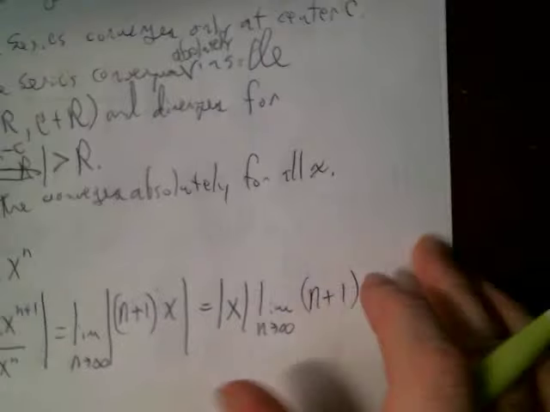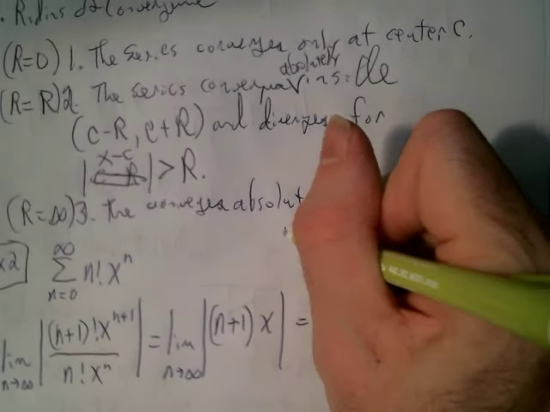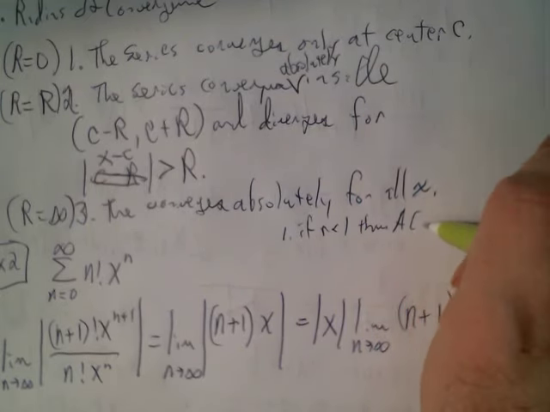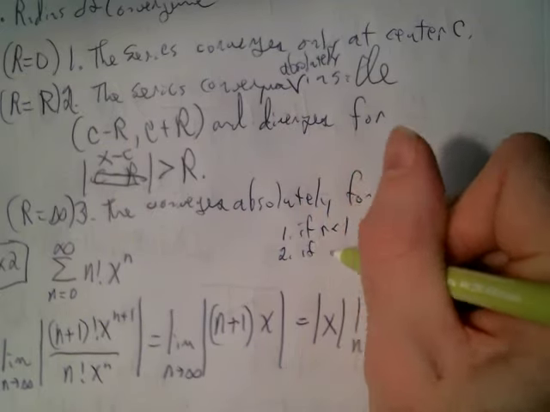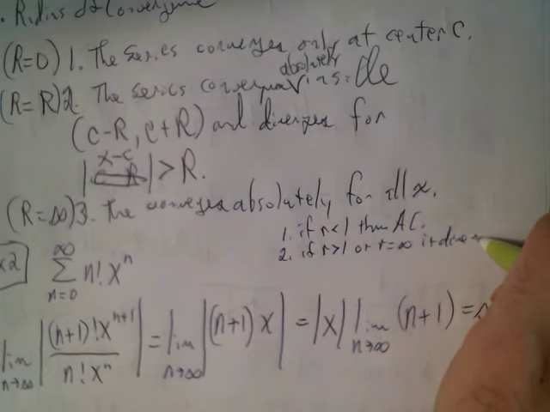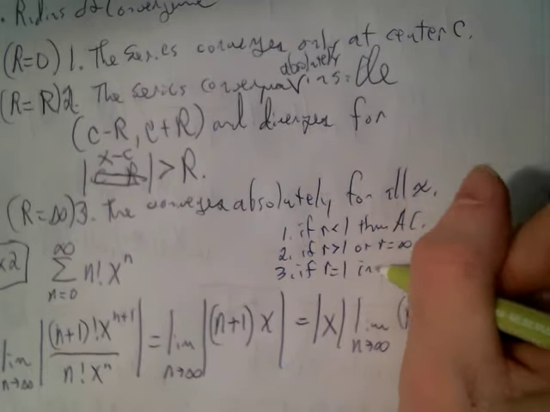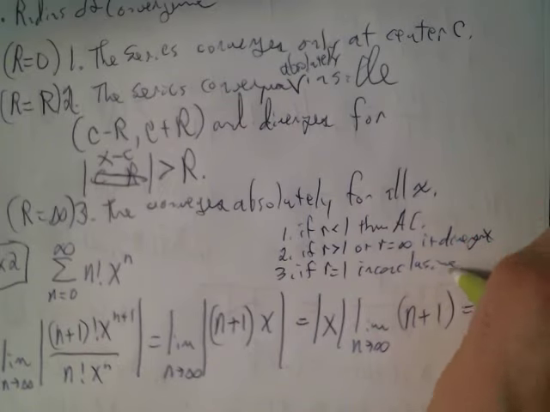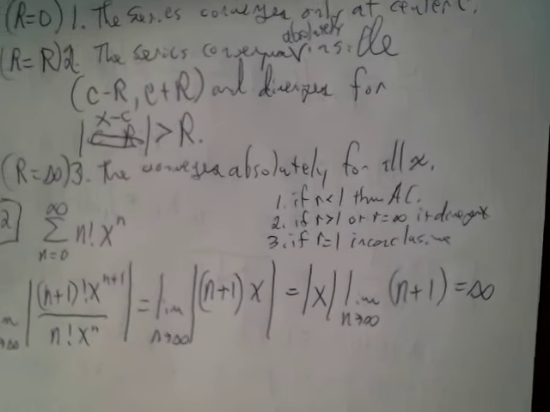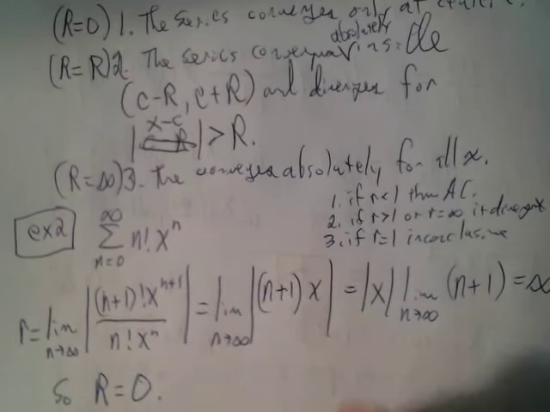So anyways, this equals infinity, and we're going with the ratio test conclusions. If r is less than 1, then it's absolutely convergent. Second, if r is greater than 1 or r equals infinity, it's divergent. And thirdly, if r equals 1, you have to try something else. So it's inconclusive in that case. And in particular, what we just found was the r value. In this case, it equals infinity unless x is 0. So our radius of convergence, r, is equal to just plain old 0.